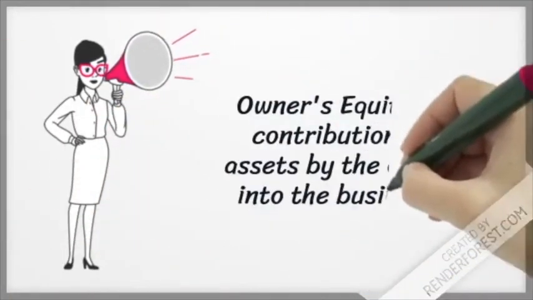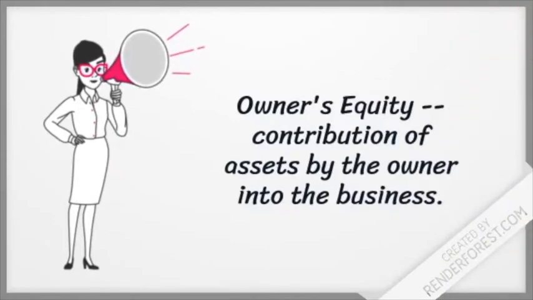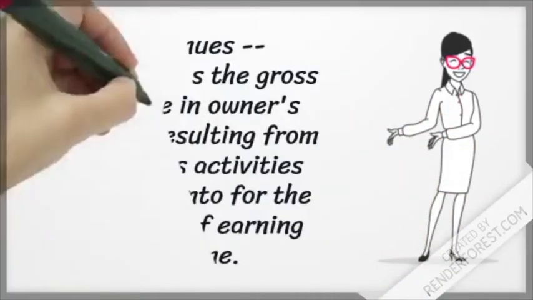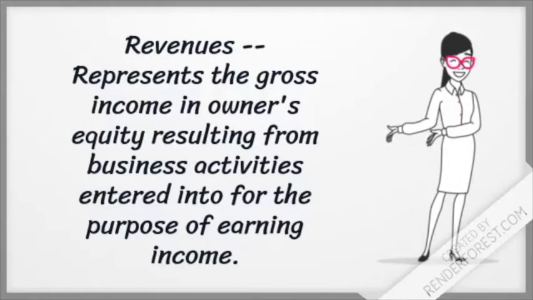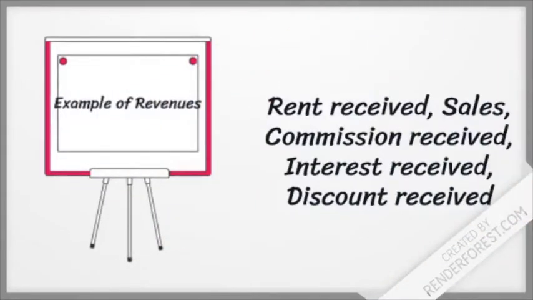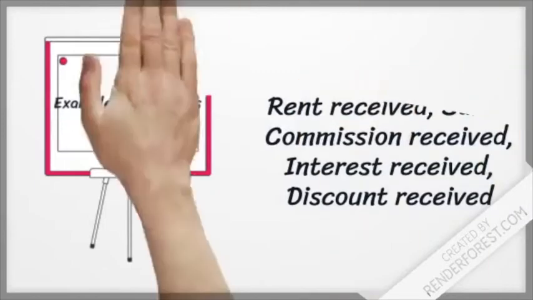Owner's equity is the contribution of assets by the owner into the business. Revenues represent the gross increase in owner's equity resulting from business activities entered into for the purpose of earning income. Examples of revenues: rent received, sales, commission received, and discount received.